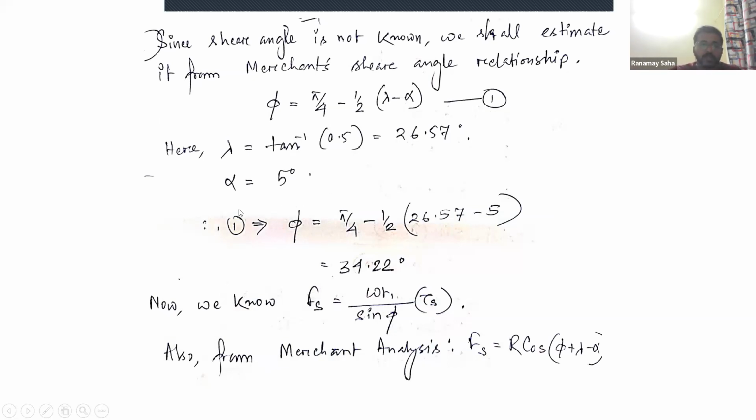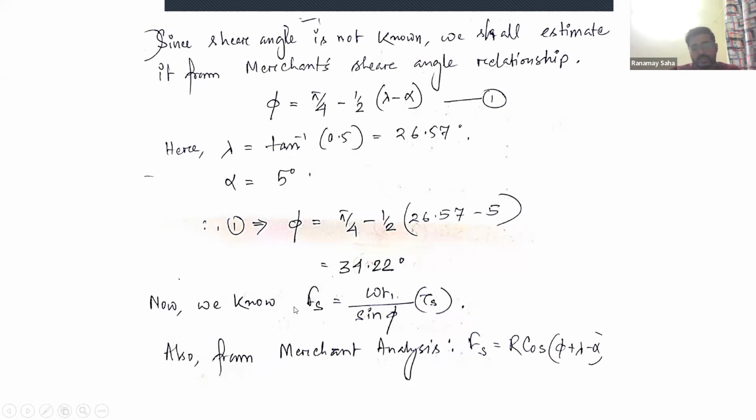So using that, you find the friction angle to be 26.57 degrees. And now the rake angle has been given as 5 degrees. So you have to find phi using equation 1, which is pi by 4 minus half of the friction angle minus that of the rake angle, right? You get it to be 34.22 degrees.